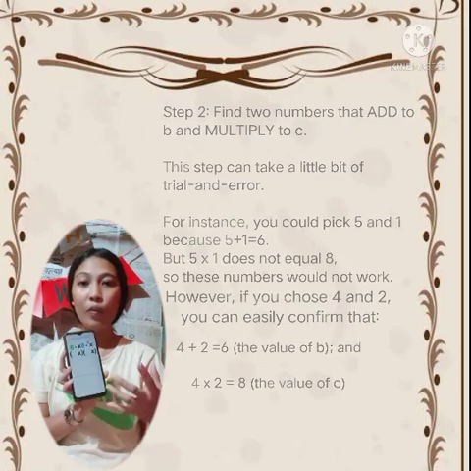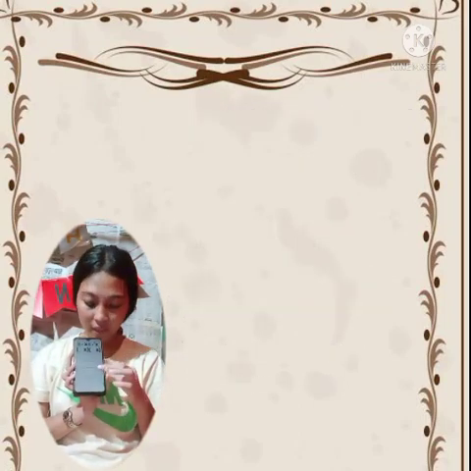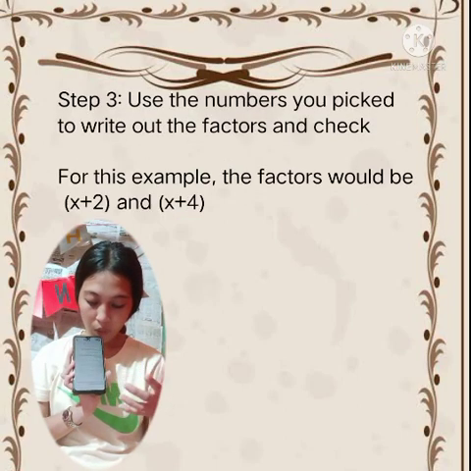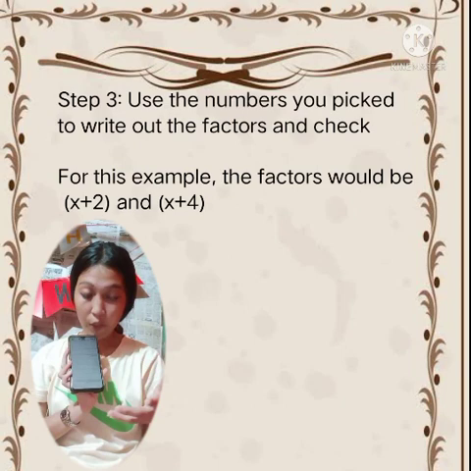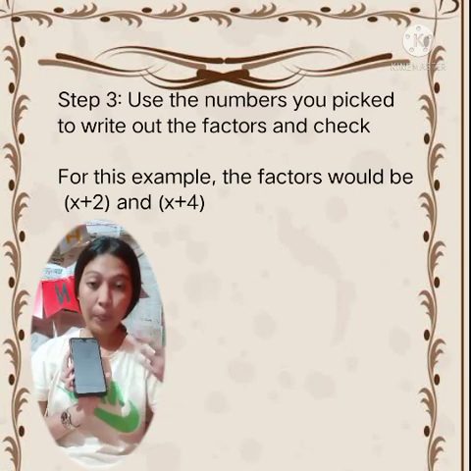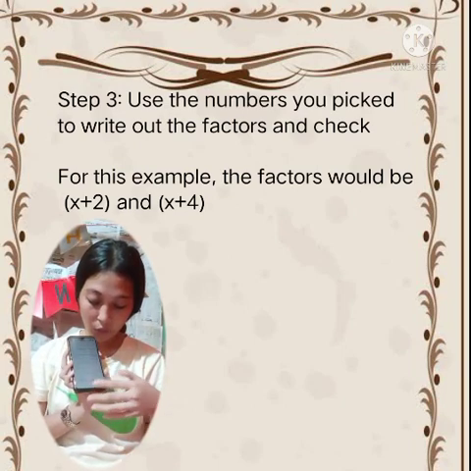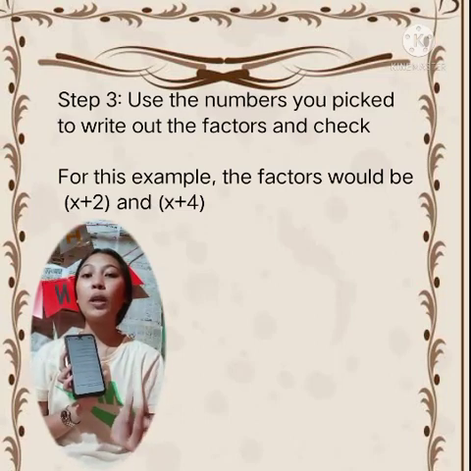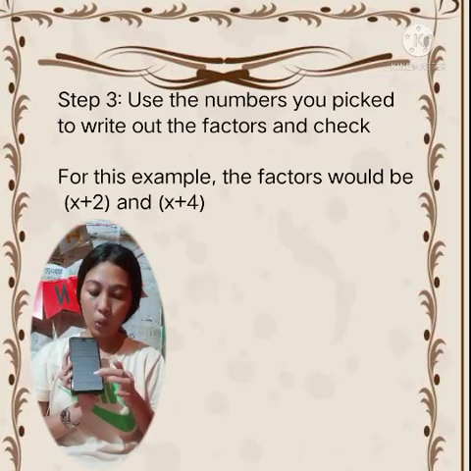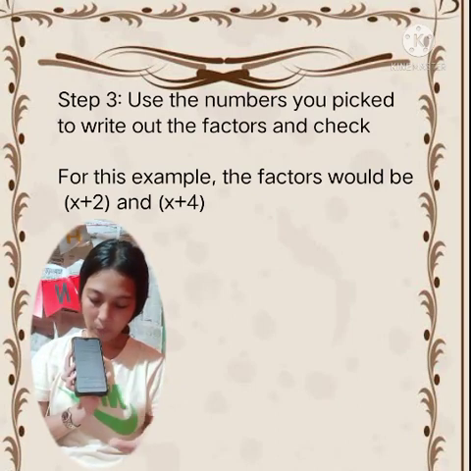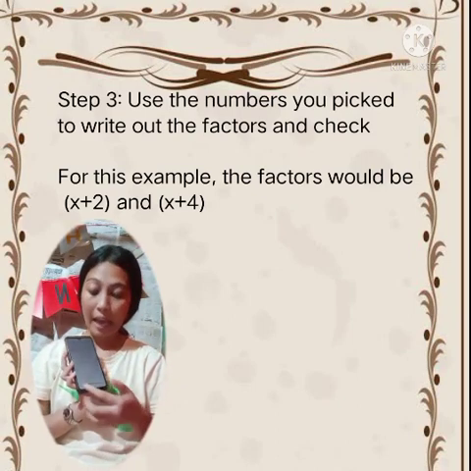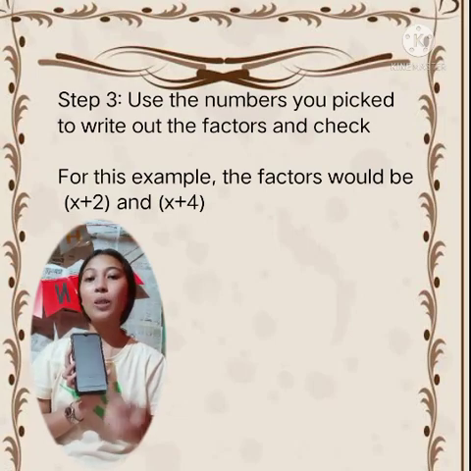Since we already found the two numbers, the next step, which is step 3, is to use the numbers that you picked to write out the factors. We already picked 4 and 2. So for this example, the factors would be x plus 2 and x plus 4. So these are the steps on how to factor a trinomial.